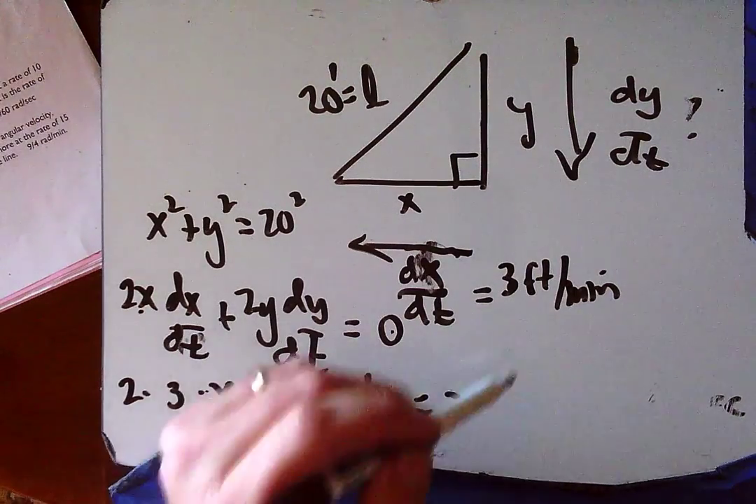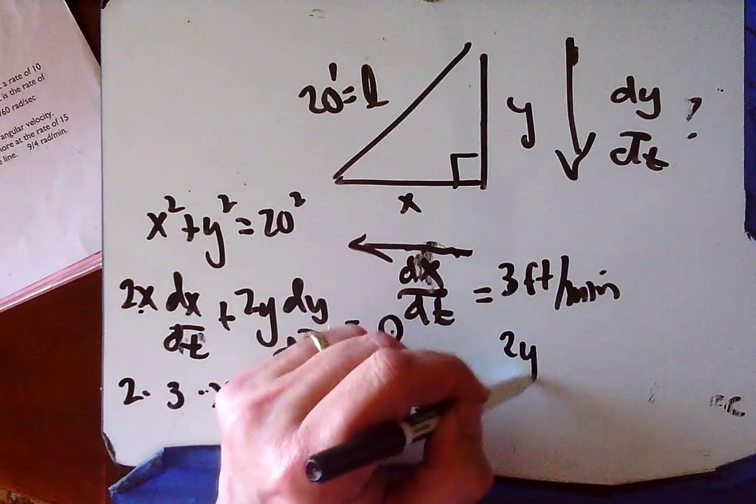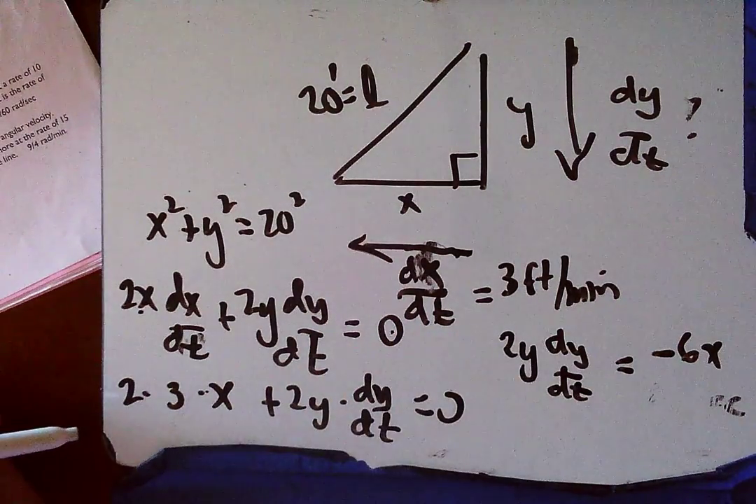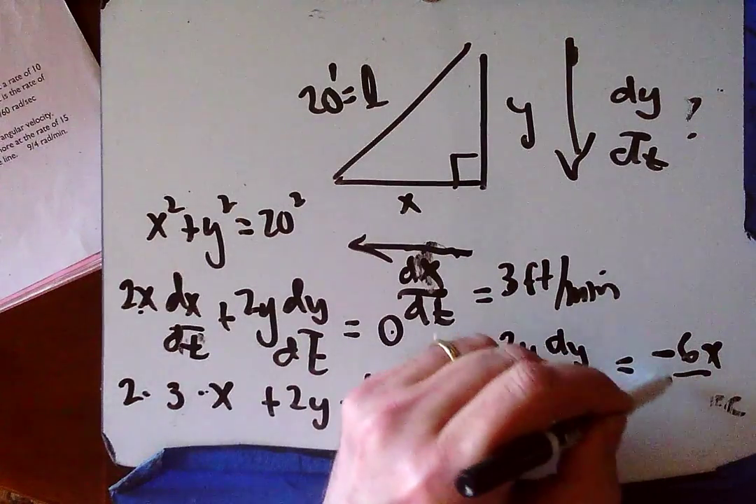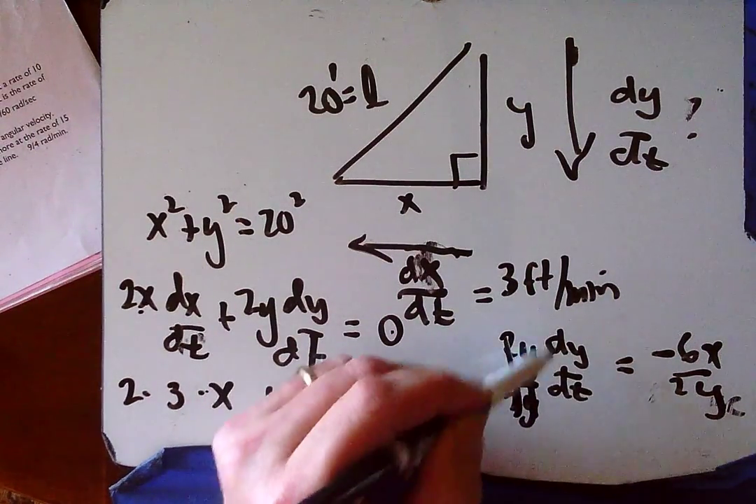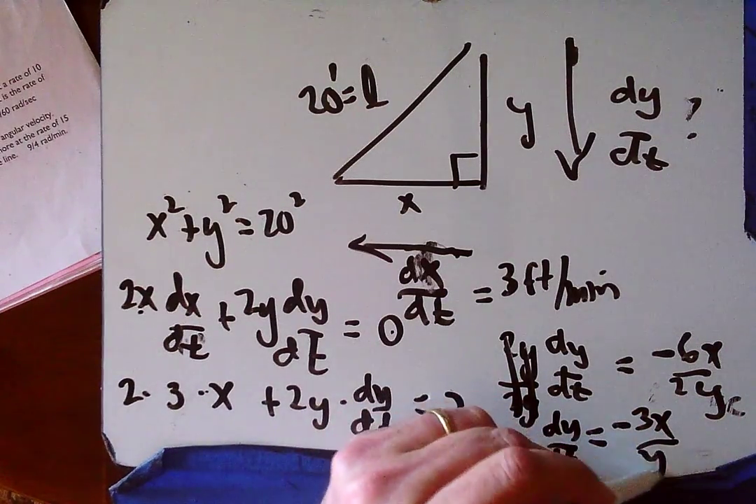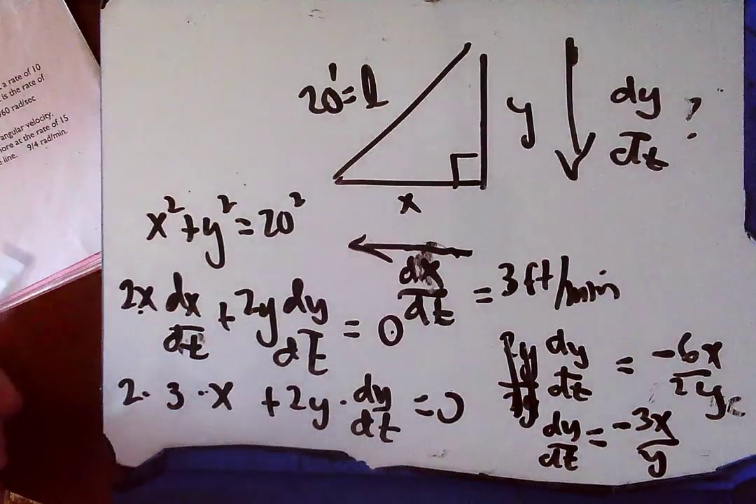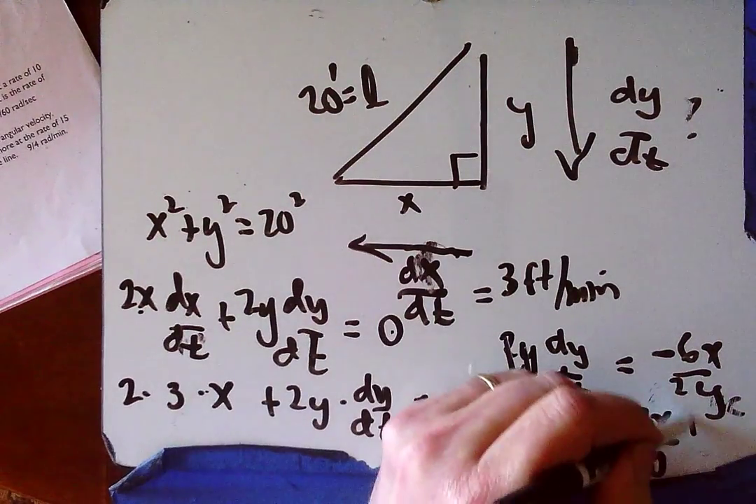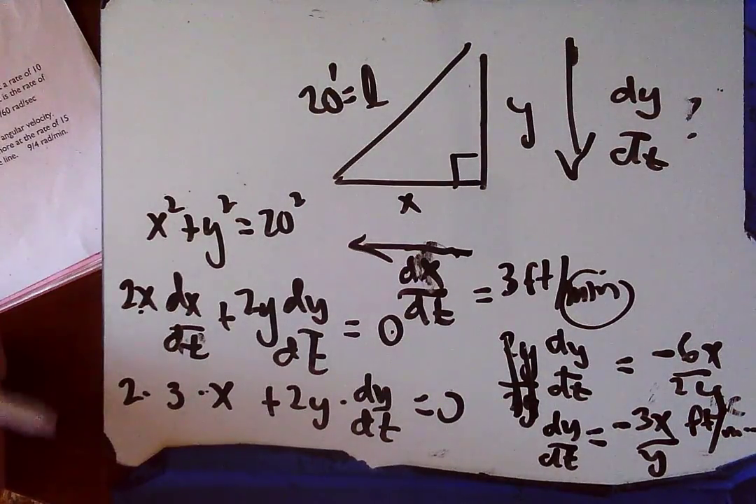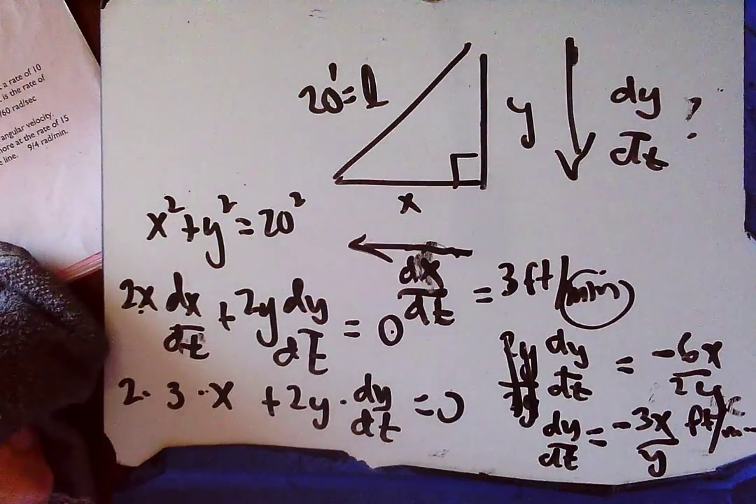So I'm going to subtract 6x from both sides. I'm going to have 2y dy dt equals negative 6x. And I'm going to divide both sides by 2y. And I get dy dt equals negative 3x over y, which is the answer on the worksheet. And don't forget, of course, this is feet per minute. Okay? Sometimes we want the problem to be much harder and much longer than it is. No, not so much to do there.